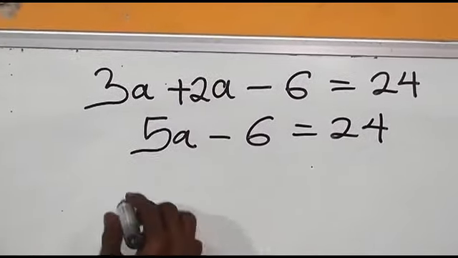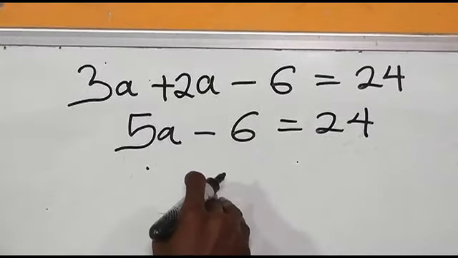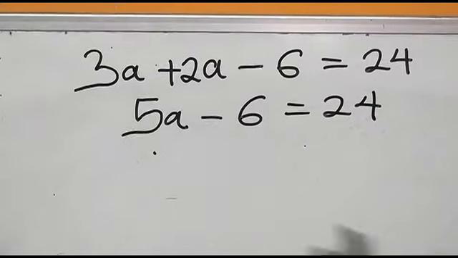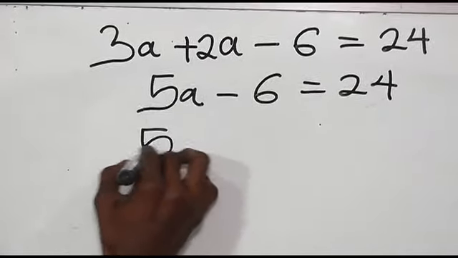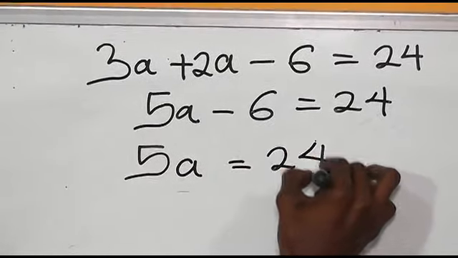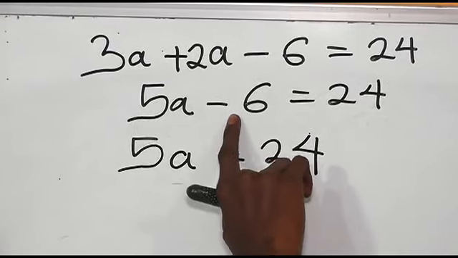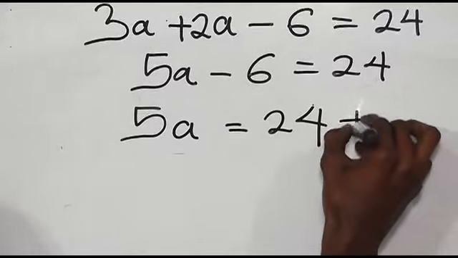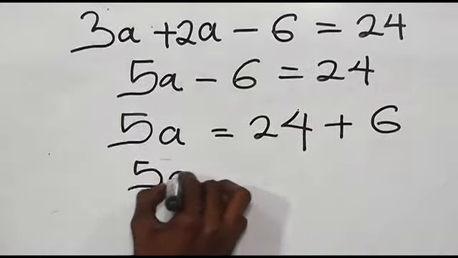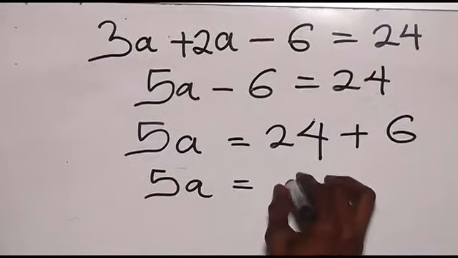So in that case, I have to move minus 6 from the left-hand side of the equation to the right-hand side of the given equation. So I now have 5a is equal to 24. When this minus 6 from the left-hand side moves to the right-hand side, it becomes plus 6. So I now have 5a is equal to 24 plus 6 is 30.